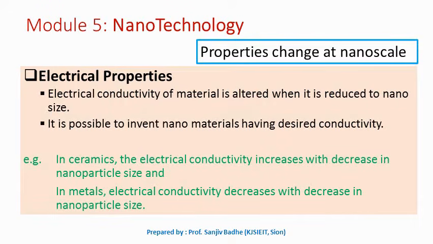Electrical conductivity of the material alters when it is reduced to the nanoscale. So we can invent new nanomaterials having the desired conductivity. Some examples are ceramics. The electric conductivity increases with the decrease in size of the nanoparticle. Metals, electric conductivity decreases with the decrease in size of the nanoparticles.